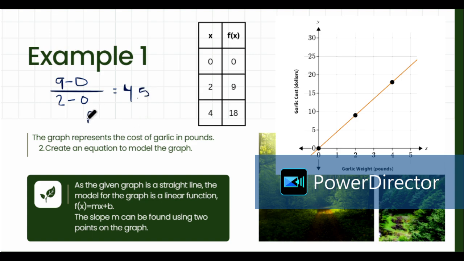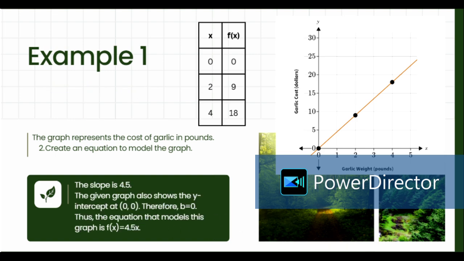So in our formula, we have f of x is equal to m, which is our slope, 4.5, x, plus b, which is our y-intercept. And the y-intercept right there is 0. So we don't need to write that because 0 is just a placeholder, and there's no need to write the placeholder. And there's our formula right there. F of x is equal to 4.5x.